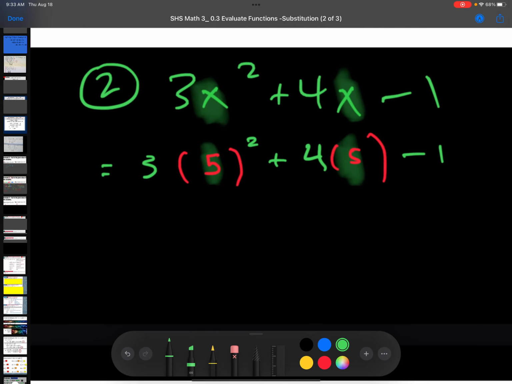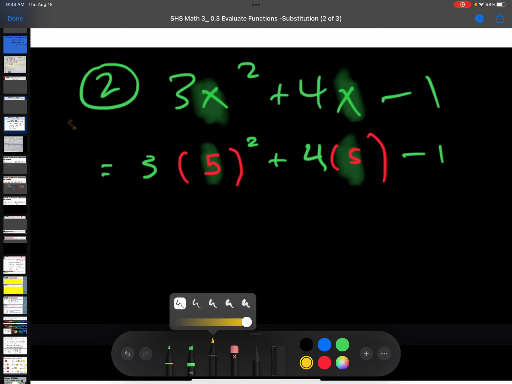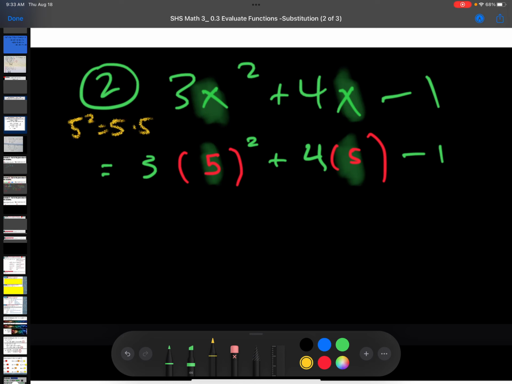Okay. Order of operations. Should I multiply or do exponents? And class, what does 5 squared mean? Yes, you are right. 5 squared is 5 times 5, which is? 25. So 3 times 25. What do you do here? Which gives us? 75. No, here. 20 minus 1.